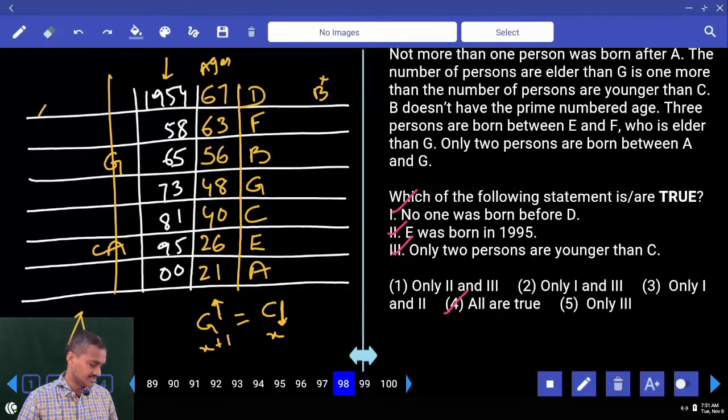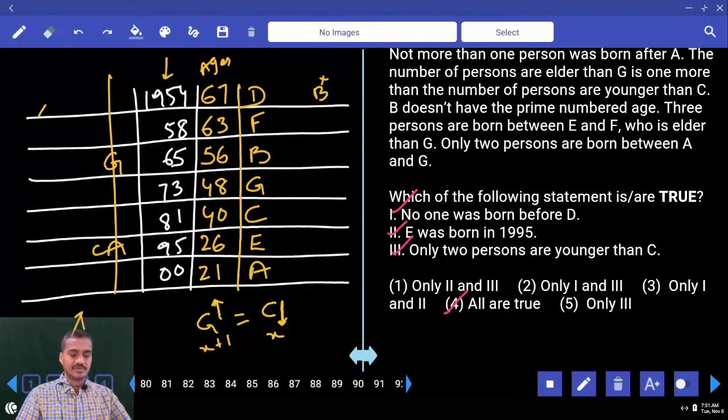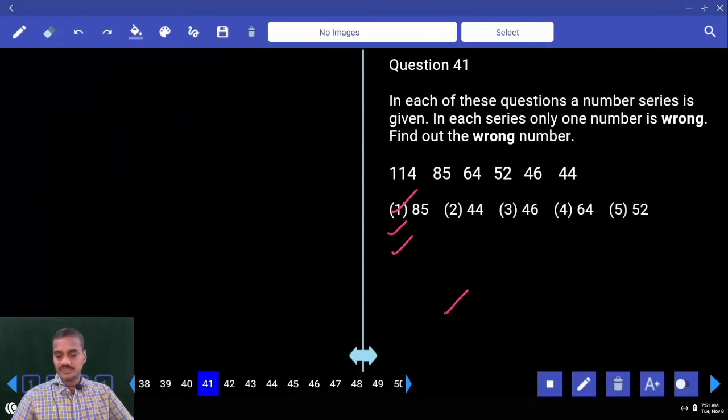Number series on the page, question numbers 41 onwards. In this question, 41, 1, 14, 85, 64 and so on. The numbers are increasing at a smaller rate, hence we need to go for the difference.